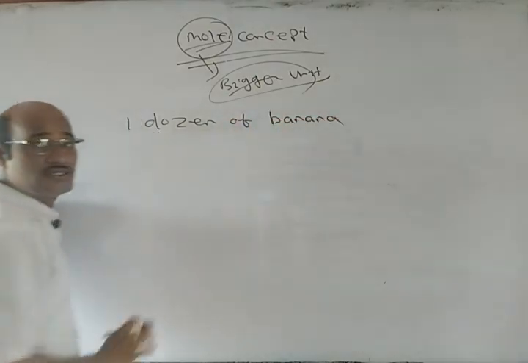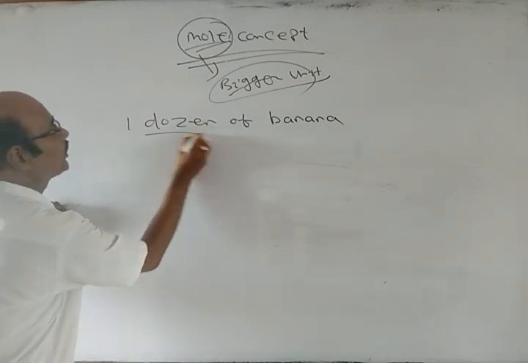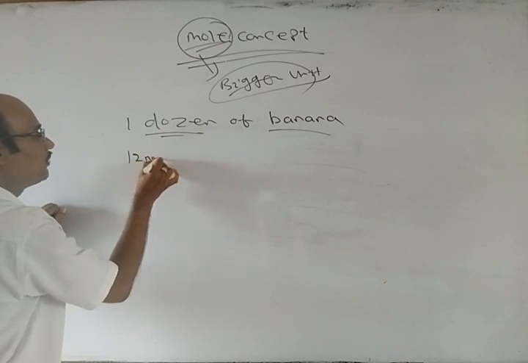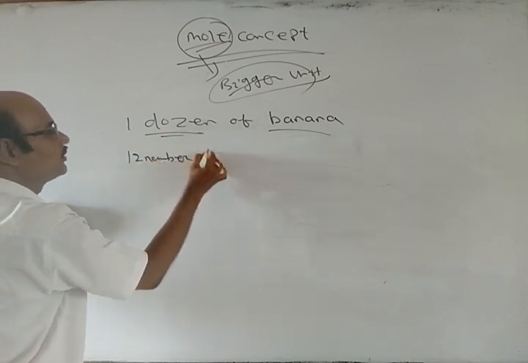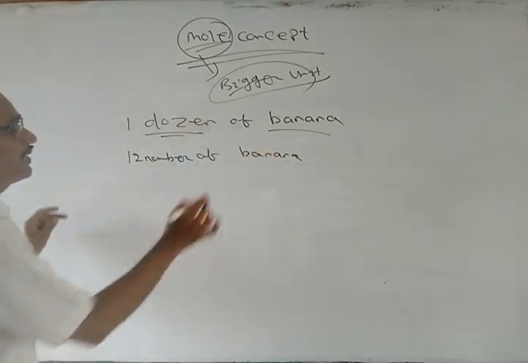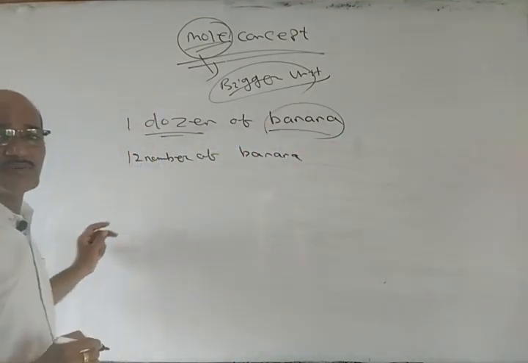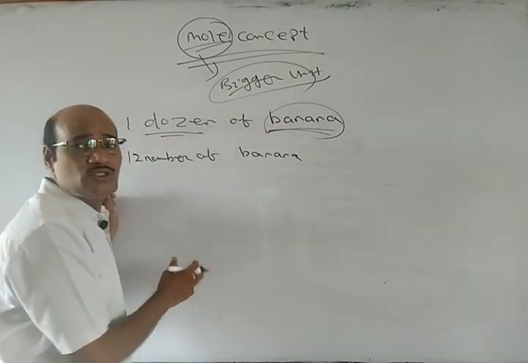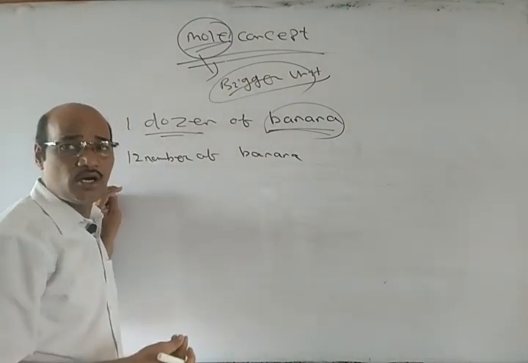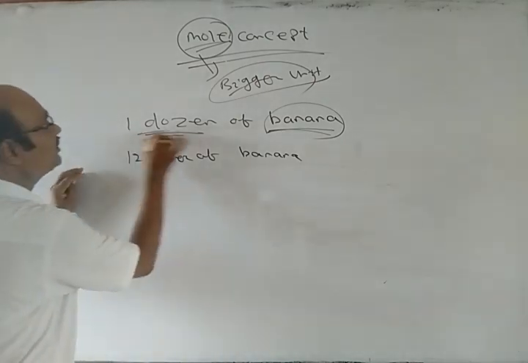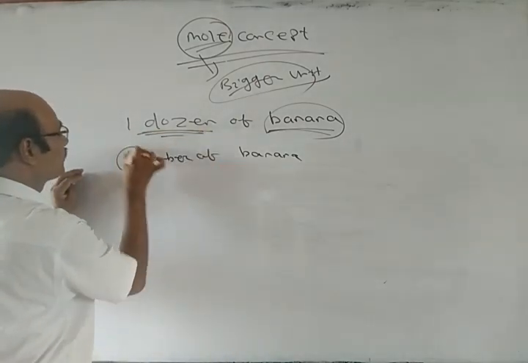So what do you mean by this? 1 dozen of banana means what? 12 number of banana. So this is a familiar thing. Banana, simply familiar things which we are purchasing from the market. When we are purchasing it, we are asking to give 1 dozen or half dozen of banana. So 1 dozen means what? This 12 number.